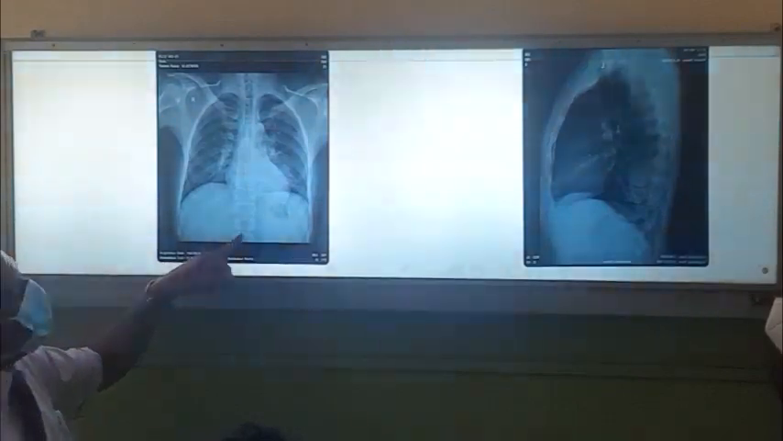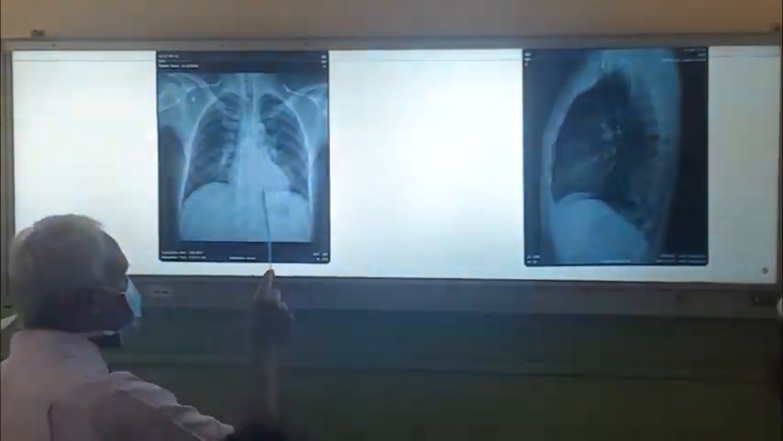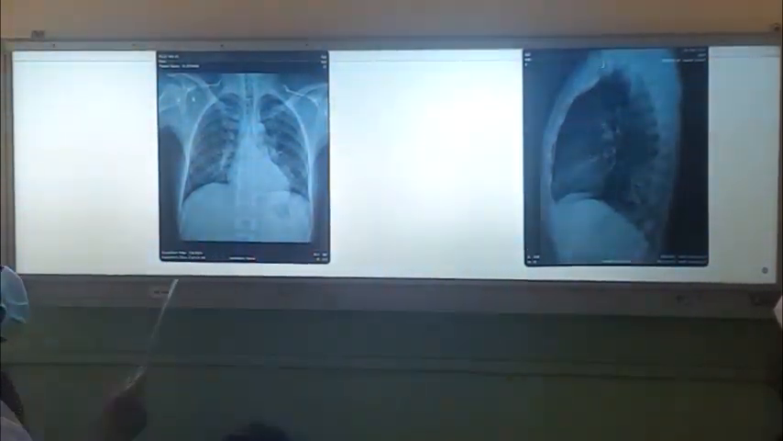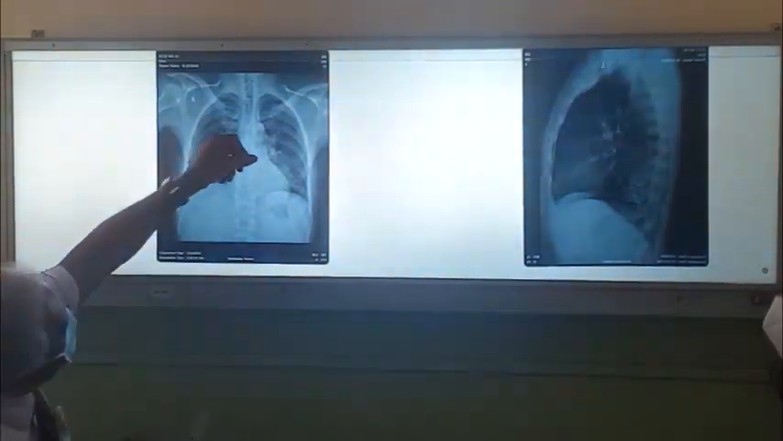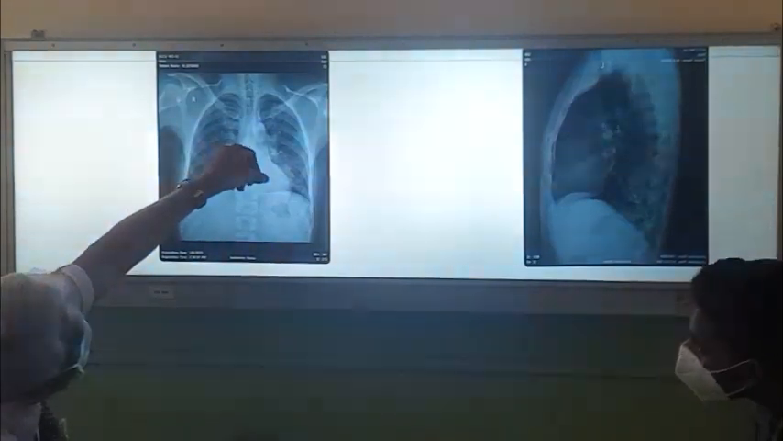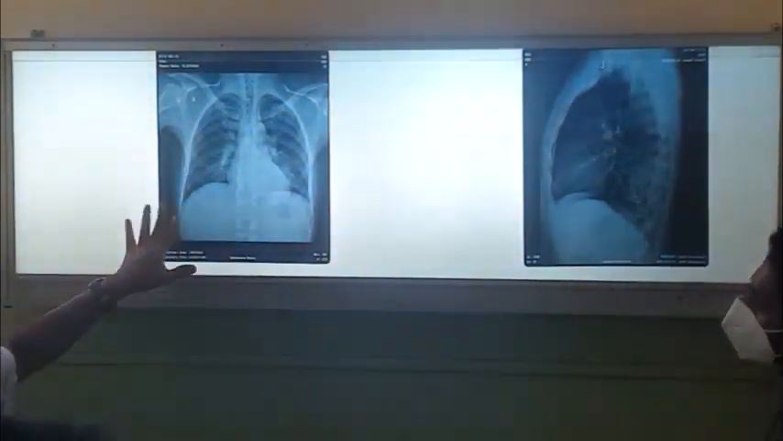So when I listened posteriorly, there was bronchial breathing here. So it's a consolidation behind the heart, and I heard nice bronchial breathing behind here. Okay, so you can see opacity, you can see branching air here, right? So opacity with air bronchogram, so it's a consolidation, right?